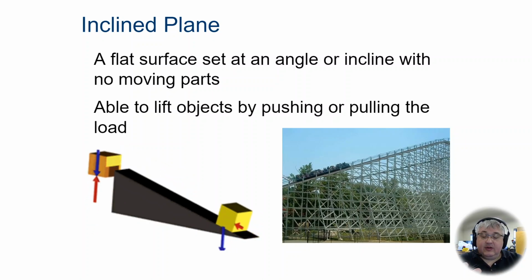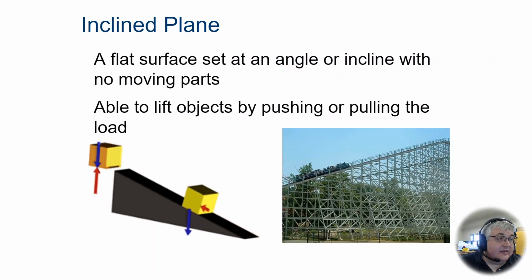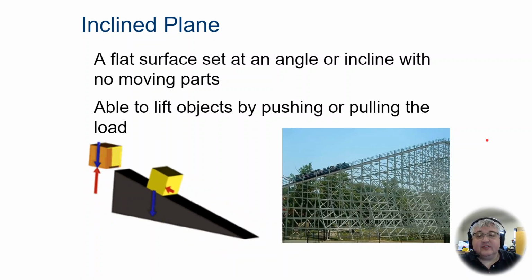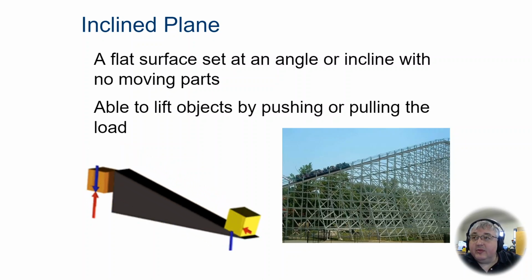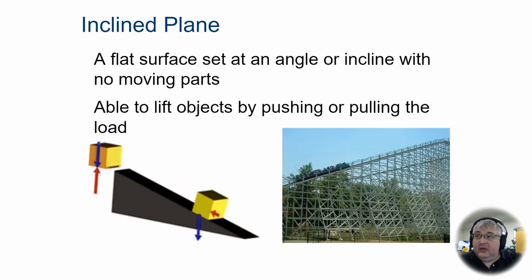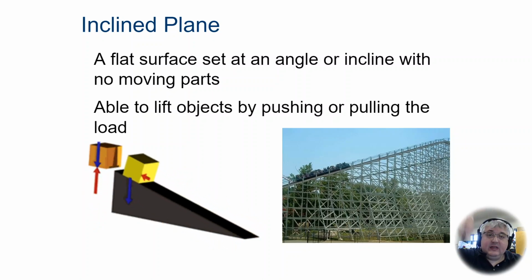So we're talking about 3 different items today. The first one of those is the inclined plane. An inclined plane is just a flat surface set at an angle. It does not have any moving parts, and it's able to lift objects by pushing or pulling the load. We see this all over the place in wheelchair ramps and in roller coasters. And then if we get really, really technical, we can see a screw. A screw is just an inclined plane wrapped helically around an axis.